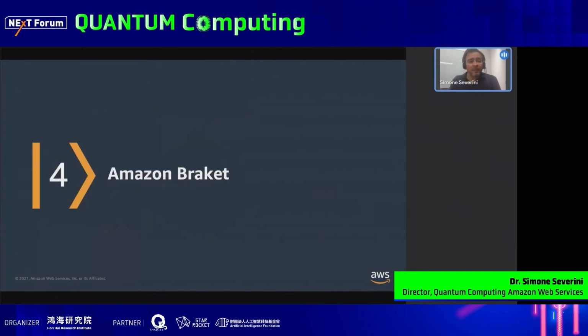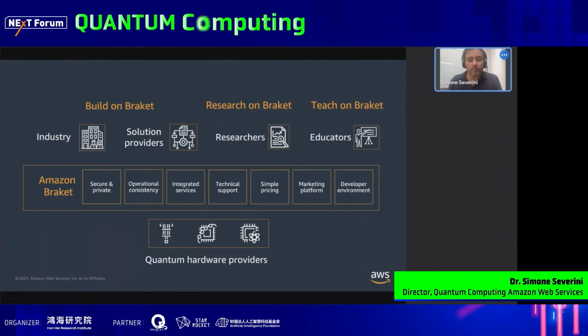Now, let me tell you something about Amazon Braket, the AWS quantum computing service. This is my point 4. In this slide, you see on top 3 categories: build on Braket, research on Braket, teach on Braket. Who is building on Braket? Industry, solution providers, researchers are researching on Braket, and educators from academia are teaching using Braket.